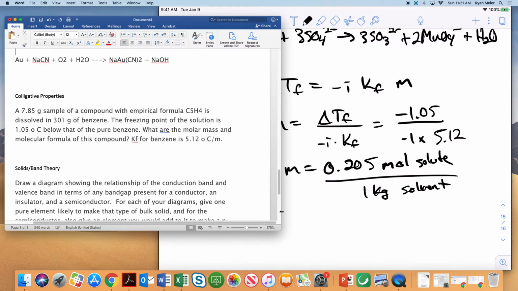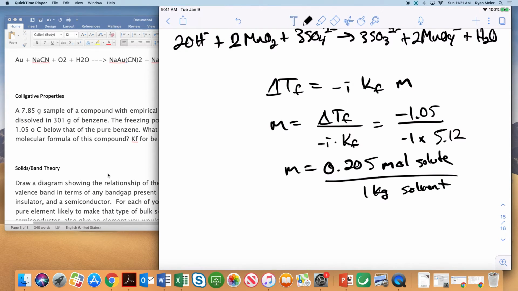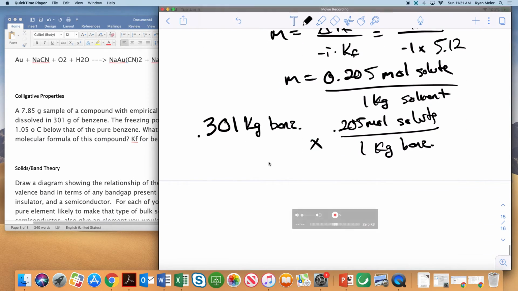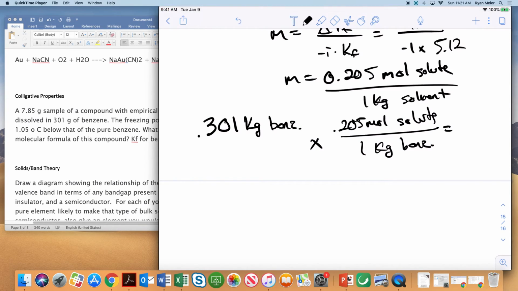Right? So effectively I can take 301 grams of benzene and put it into kilograms, which will be 0.301 kilograms of benzene, times the fact that I have 0.205 moles of my solute for every 1 kilogram of benzene. Why did I do this? This gets me the moles of my solute that should be in this exact solution. So 0.301 times 0.205, I get about 6.17 times 10 to the minus 2. That's how many moles of my solute I have.